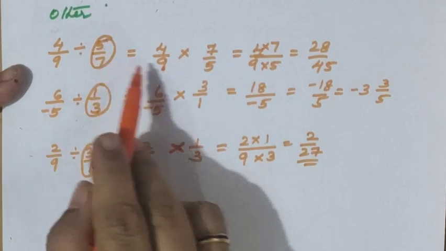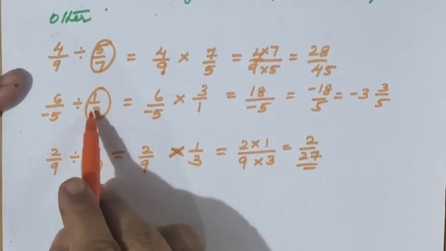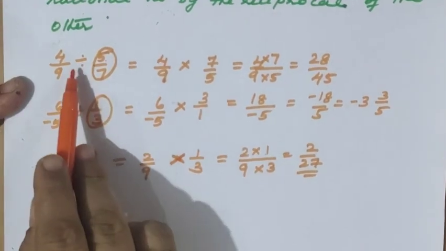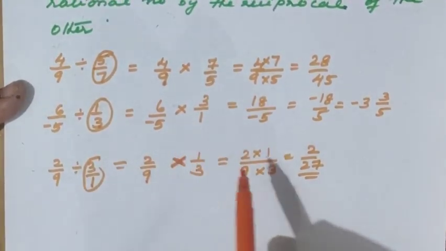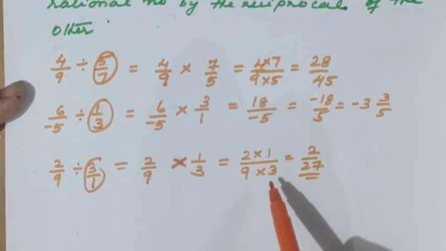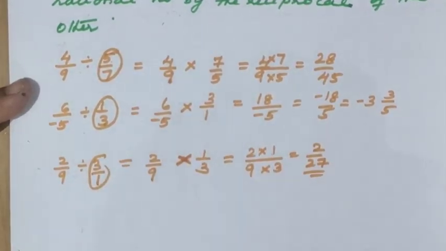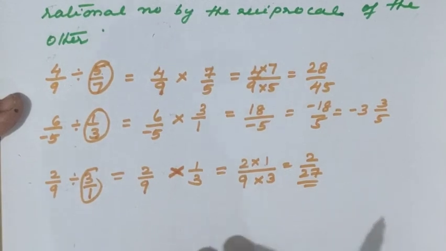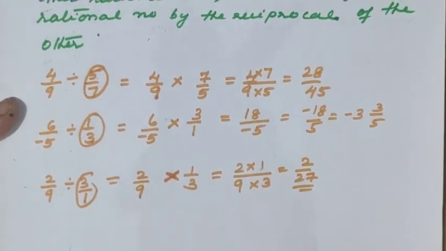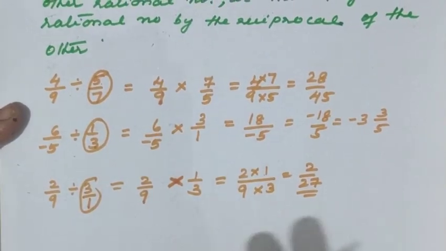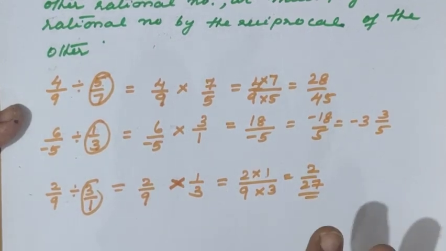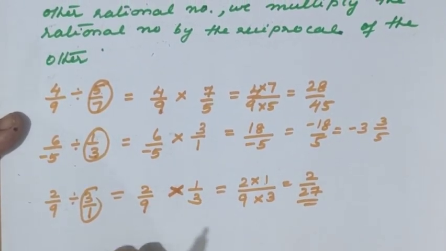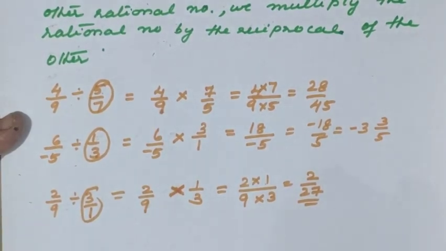See that 5 by 7 became 7 by 5, 1 by 3 became 3 by 1, and 3 by 1 became 1 by 3. Now the division is changed into multiplication, and we have to follow the multiplication rule only. This type of pattern we have already studied in fractions. There is a little extension: according to the sign only we have to think a little bit. Nothing else. No new rule there. The same rule we learned in the fraction chapter. So continue the same. Today's class I am winding up. Thank you.